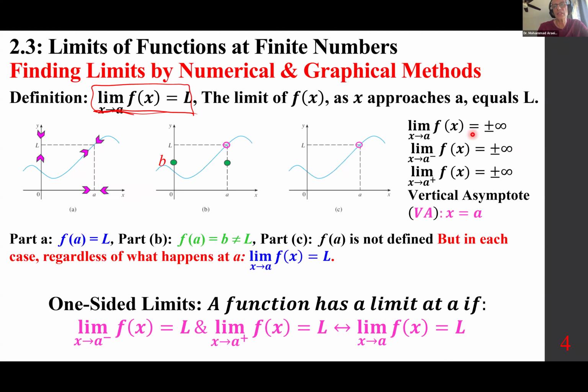If the limit of f of x as x approaches A, or A from the left, or A from the right, is positive or negative infinity, it gives rise to the equation x equals A being a vertical asymptote. This is the synopsis of the entire section.